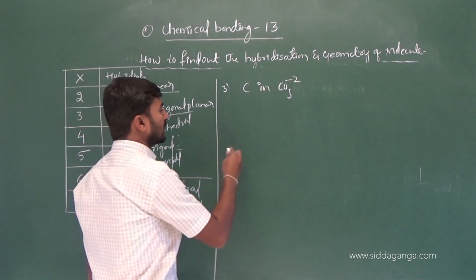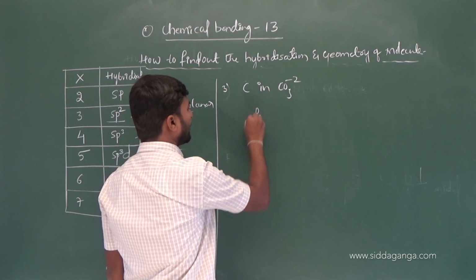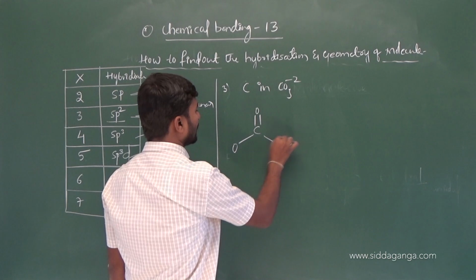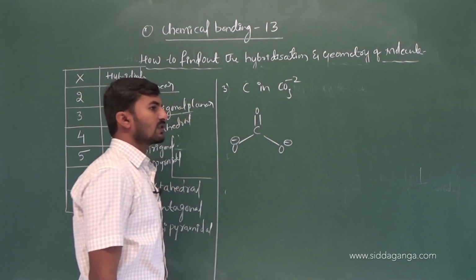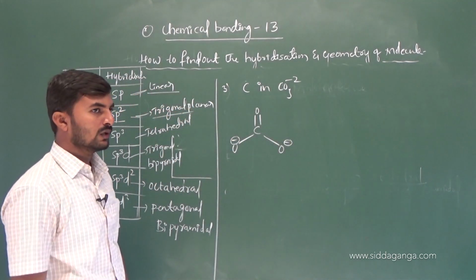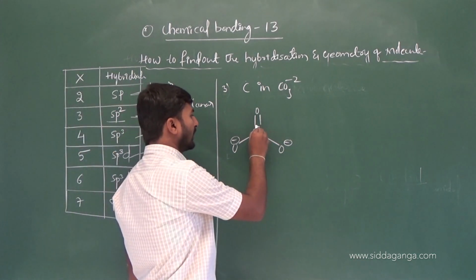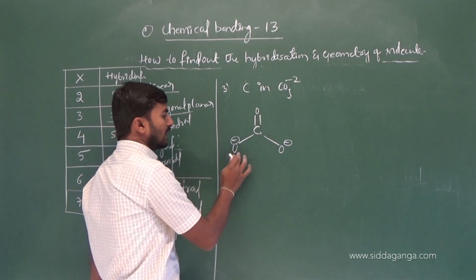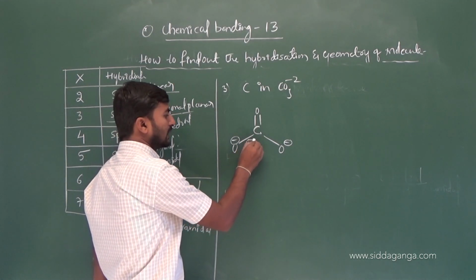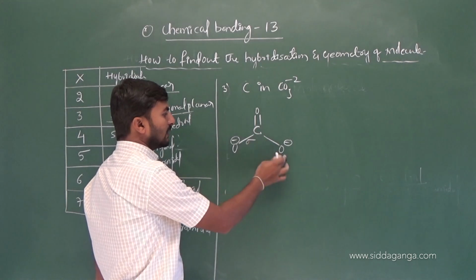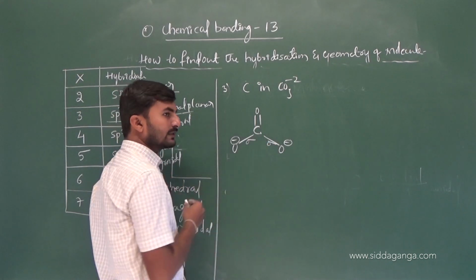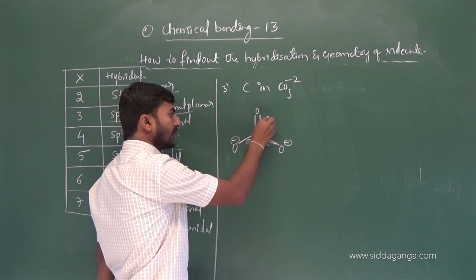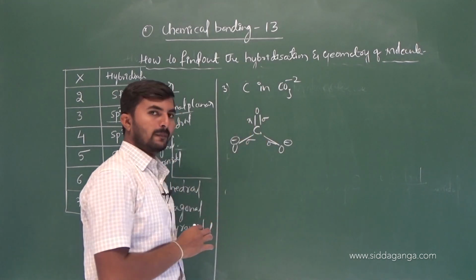How to write the structure? Carbon minus. This is the structure of CO3 2- molecule, in which the central atom is the carbon atom. How many sigma bonds is it forming here? Between carbon and oxygen, here it is a single bond, that means a sigma bond. Between carbon and oxygen, this is one more sigma bond. Here we have 2 bonds, in which one bond is a sigma and the other bond is pi.